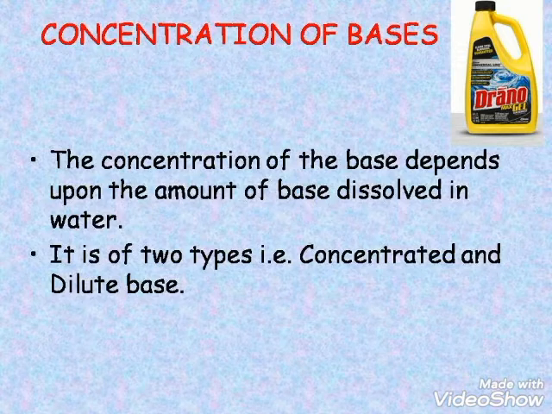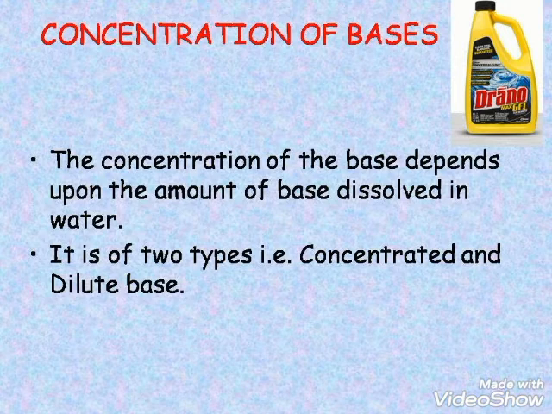Now let us first discuss the concentration of bases. The concentration of the base depends upon how much of the base is dissolved in water. If it consists of a lot of base, we call it a concentrated solution, and if it consists of very little of the base in the solution, we call it a dilute base. So depending upon the amount of the base and the amount of water present in the particular solution, we decide whether it is going to be a concentrated base or a dilute base.